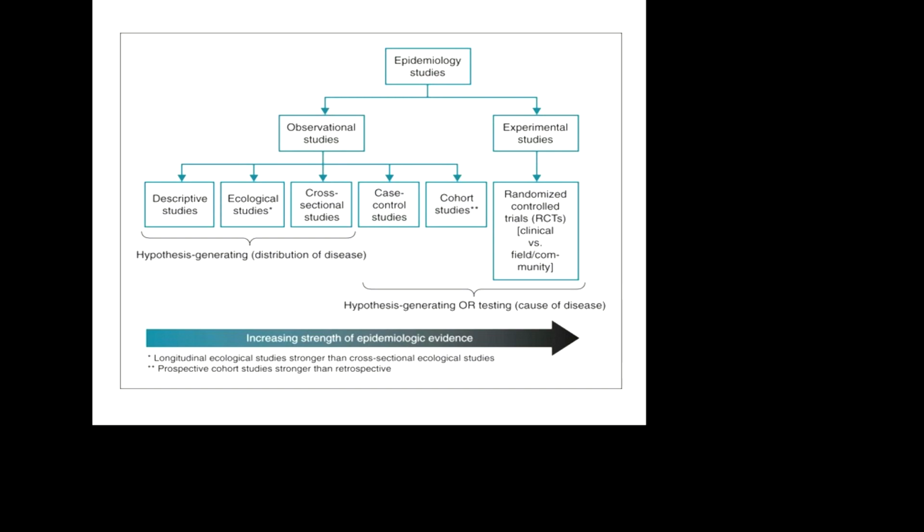So this is just a brief overview of epidemiological studies. There are experimental studies like your randomized control trial, your clinical field and community trial. You have your observational studies. You have your hypothesis generating studies, namely your descriptive studies, your ecological studies, and your cross-sectional studies. You have your analytical studies, which are hypothesis testing, like your case control and your cohort studies. And your randomized control trials are also hypothesis testing. The strength of epidemiological evidence increases as you move to the right of this table chart.